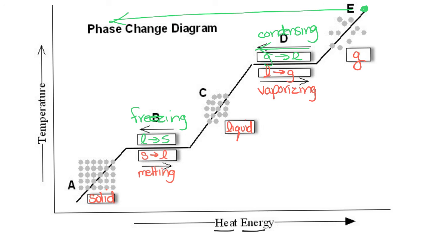Where would the freezing point of this be? Right here. Where would the melting point be? Right here on this line. It's the same spot. Whatever this temperature is, that's the freezing point and the melting point. Whatever this temperature is, there's no numbers here, it's going to be a condensing or vaporizing point. Okay? All right, that's for phase change diagrams.